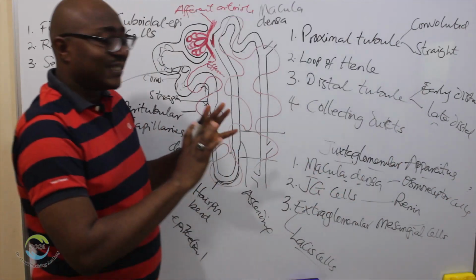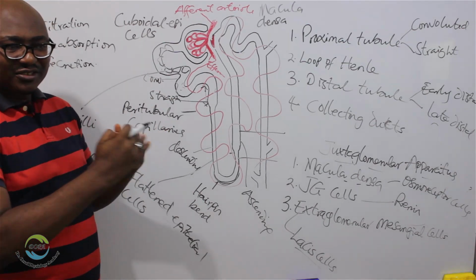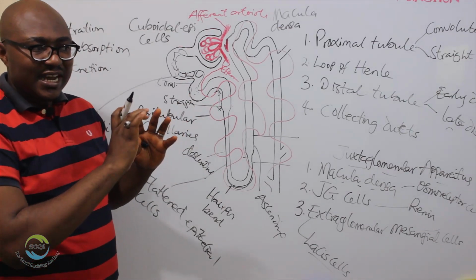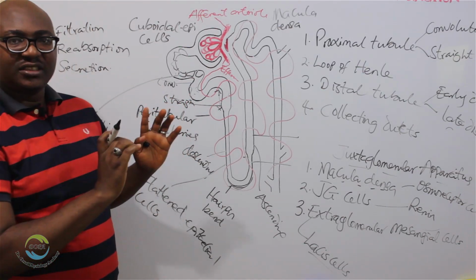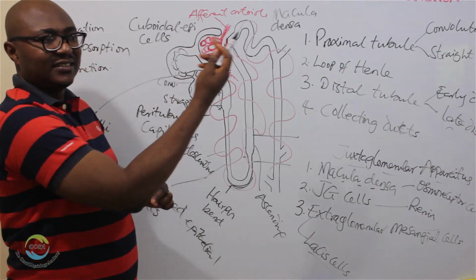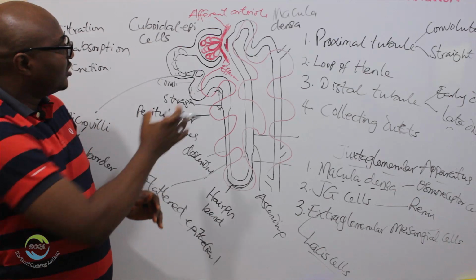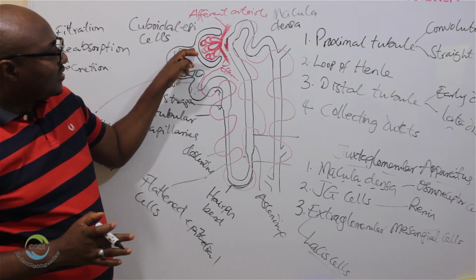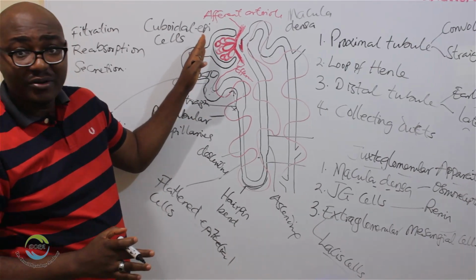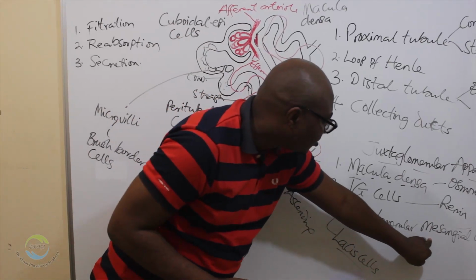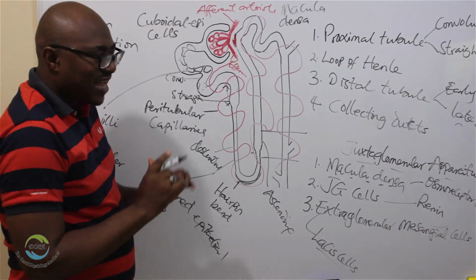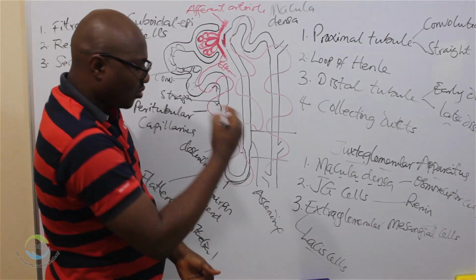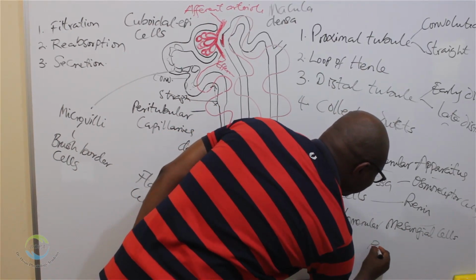What do you mean by osmo? It means that they can sense the concentration of the filtrate. When the filtrate gets here, they can sense the concentration, and if there needs to be a change, they pass that information to this place. So generally they help to regulate glomerular filtration. And the extraglomerular mesangial cells are contractile cells. That means they have the ability to contract. We can also call them pericytes.